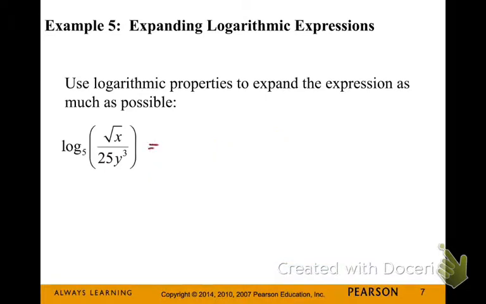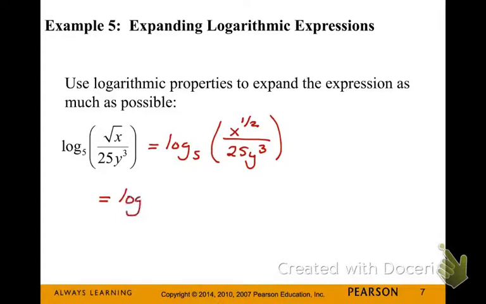In this case, we're still working with a radical, so let's change that to x to the 1/2 power since it's a square root. But in this case, since it is a quotient, the quotient rule has to apply, and we're going to change that division to subtraction. So this will give us log base 5 of x to the 1/2 minus log base 5 of the quantity 25y cubed. Now note here, remember that each of the logs when expanding still has to have that base of 5. You might also realize that the 25 and the y cubed are still together.